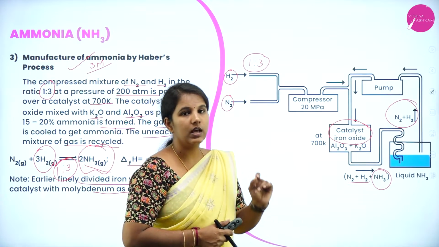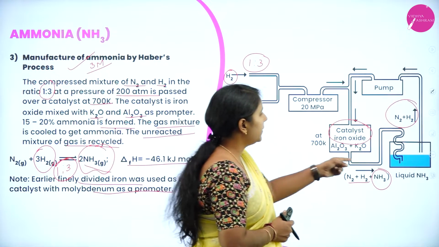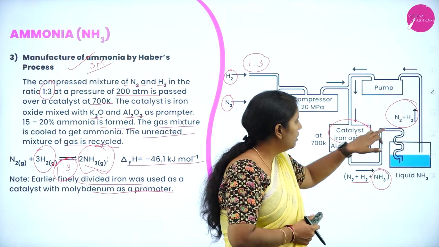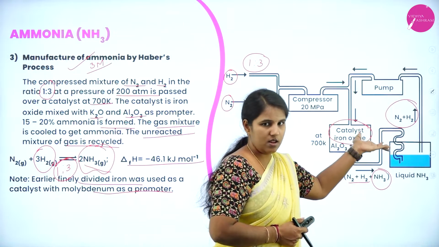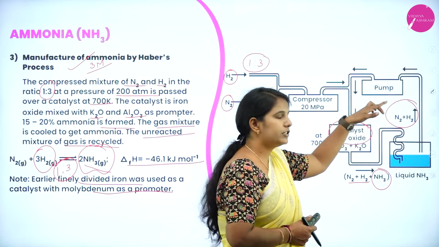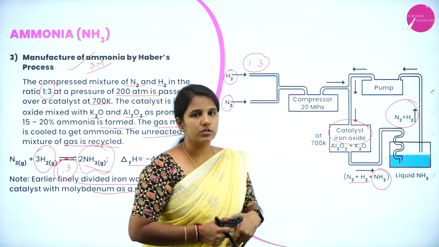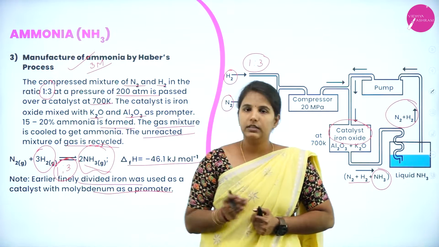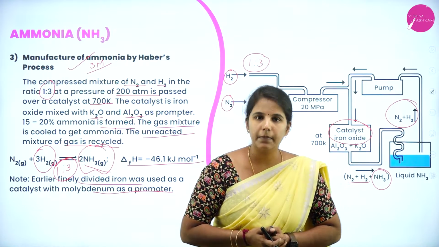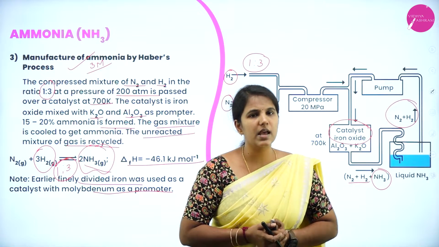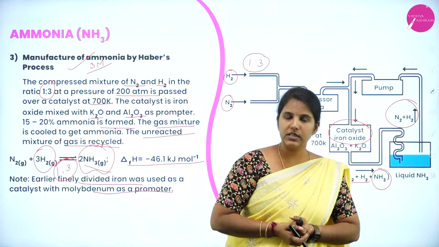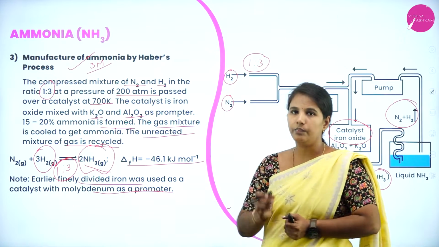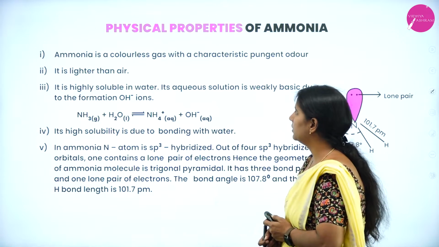Remember, this ammonia is formed as a gas. It will be passed through a separate chamber to cool it back to get liquid ammonia. Whatever the unreacted part there is, it is nothing but gas only. It will be pumped back, and again it goes to the compressor or to the catalytic chamber. Like this, ammonia will be prepared by Haber's process. In the examination, there is no need to write with this diagram. Just understand how to put the wordings along with the reaction.